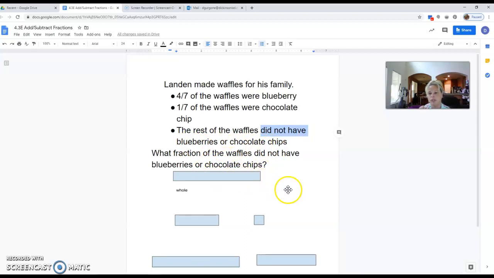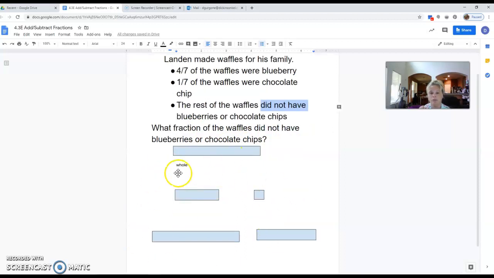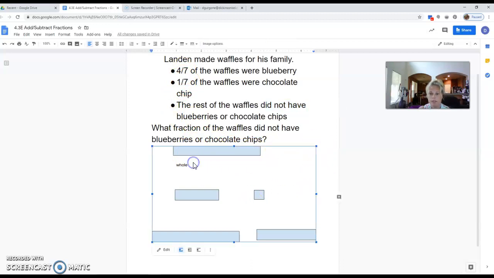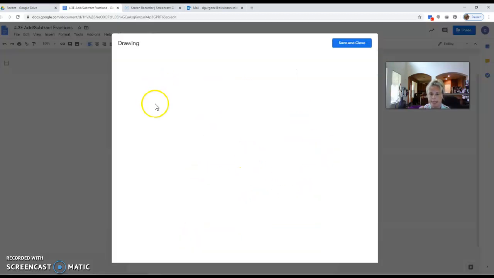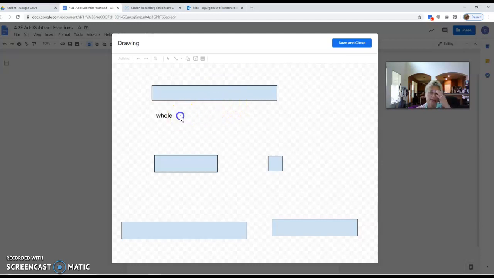So let's look at a model. What is our whole? I look at my denominator, and my denominator is 7. That means my whole has to have a denominator of 7. So we have 7/7 as the whole. Let me edit this and make sure we know that the whole we're looking at is 7/7.